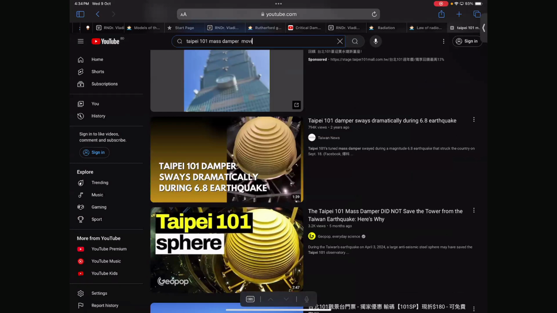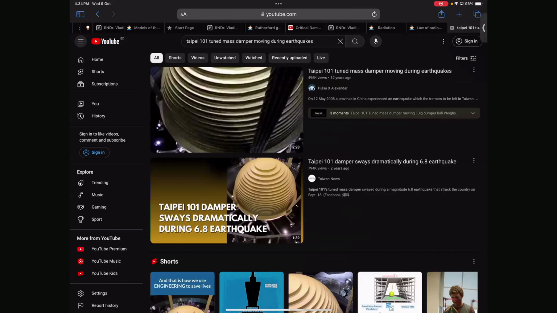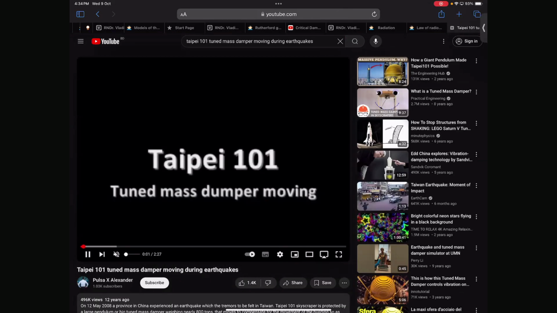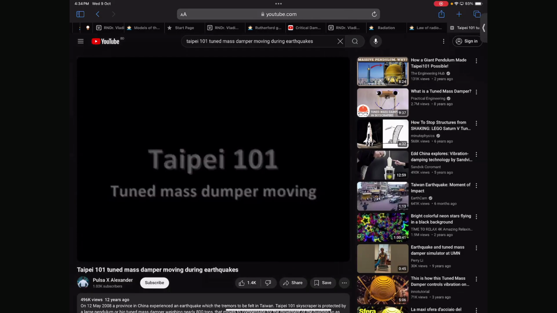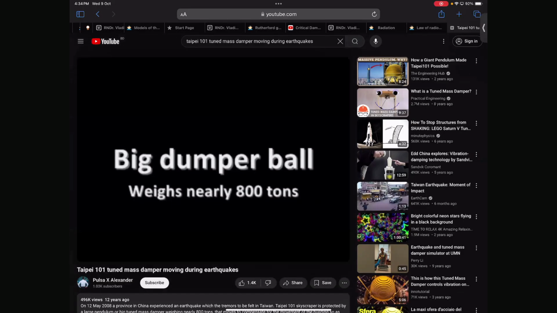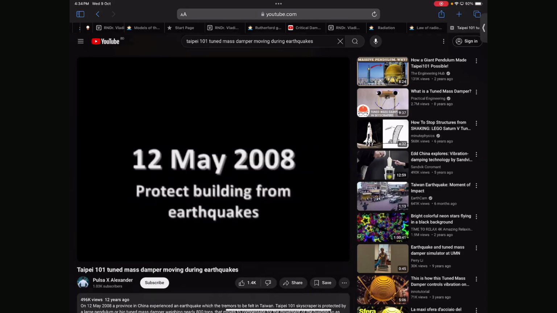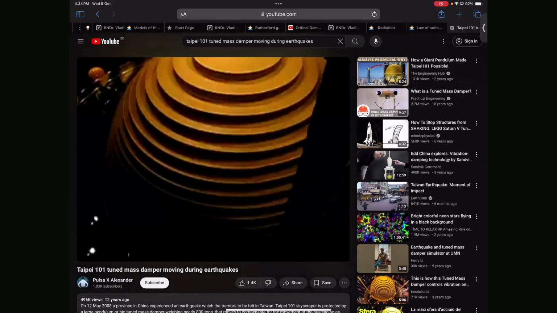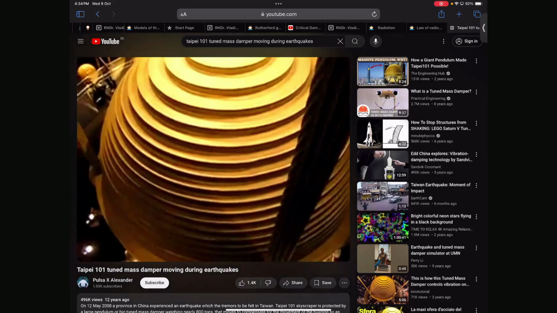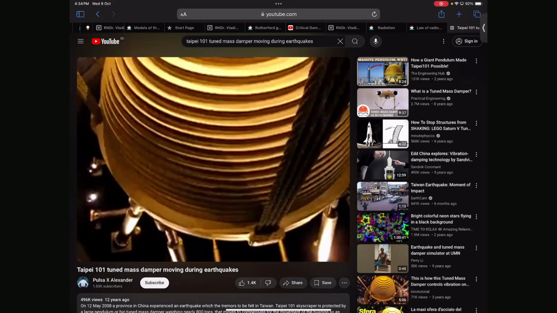See what happens in an earthquake. Yes, this is the damper. During an earthquake the building is supposed to move. It's a 101-story building built on a fault line. I don't know if you know what a fault line is. An earthquake will definitely happen there. So they took the challenge that they'll build a 101-story building on the fault line, and they'll make sure it never breaks, right?